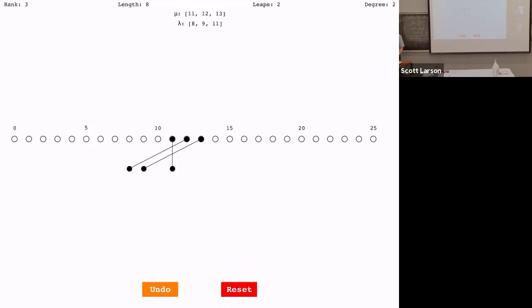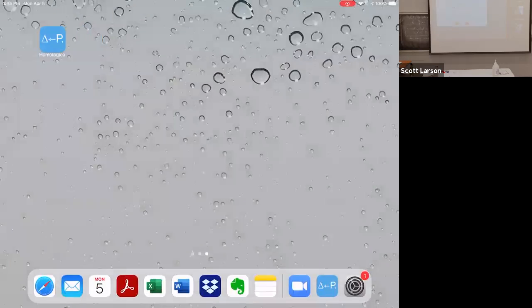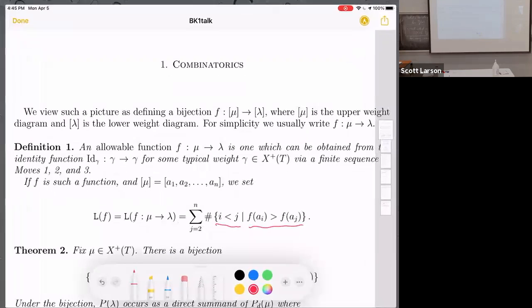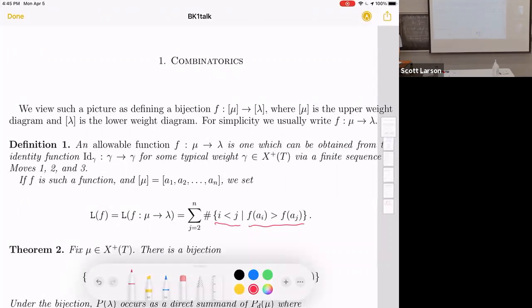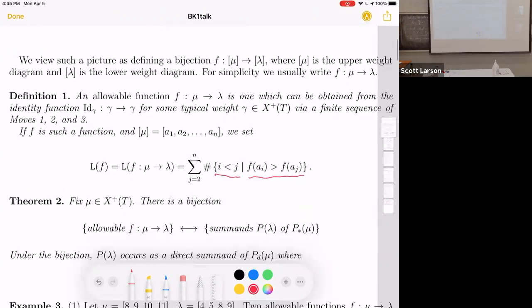So they're just basically crossings in the picture. We originally called these things leapfrogs. We drew them in a somewhat different way. So the L of F stands for the number of leapfrogs. And here's the theorem.